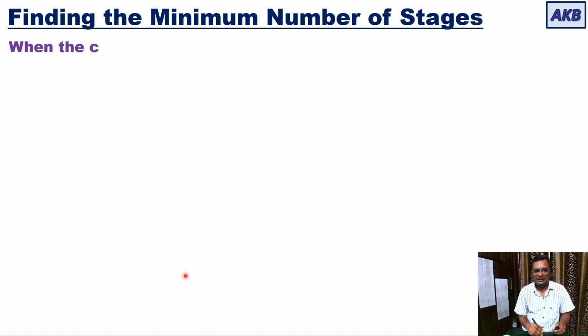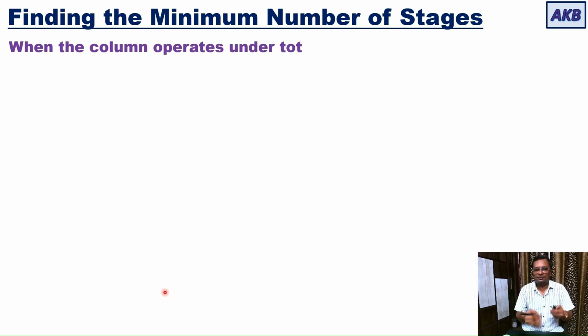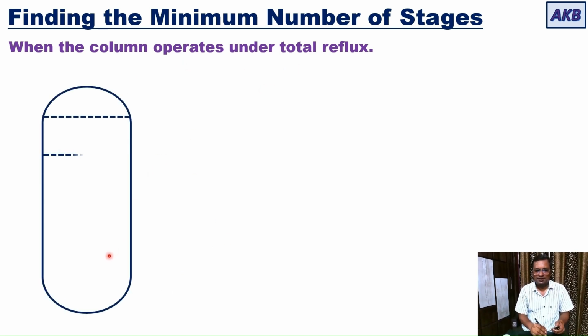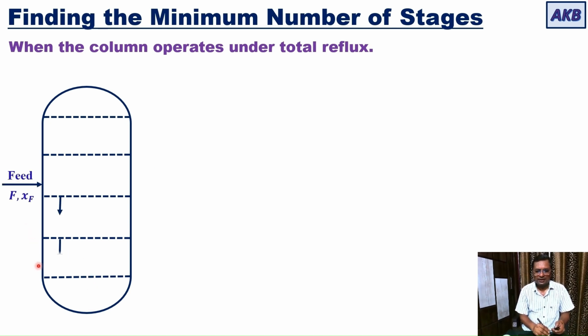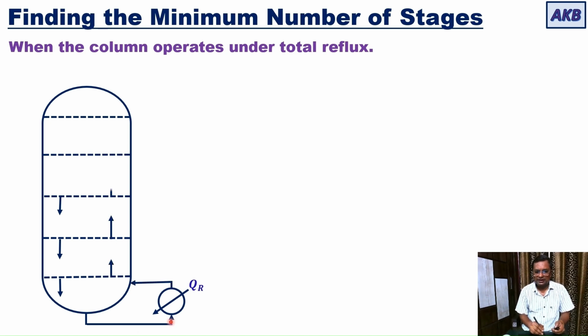So for that, what is the concept of minimum number of stages? You already know: when the column is operating under total reflux. So I am quickly showing the column over here. Enough feed is given to the column, and then the feed is stopped. The liquid feed is taken to the reboiler. It is boiled by supplying heat. The resulting vapors are sent into the column.